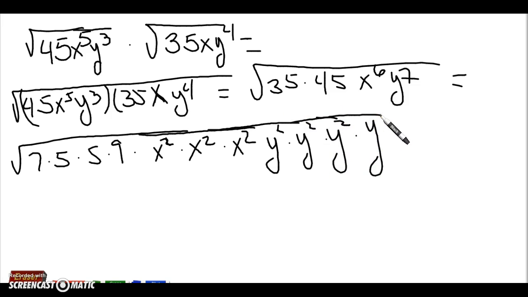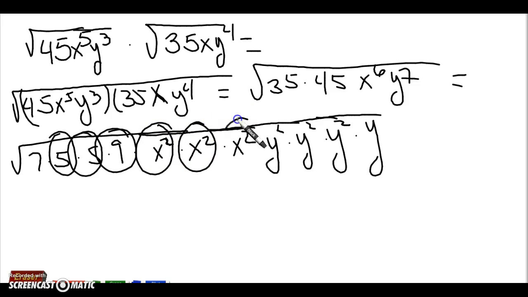And I broke it up into squares because I know that every time I have a square, when I take the square root, one of those comes out. And so here I have 2 5s, so of course one comes out. And everybody knows the square root of 9 is 3, so I know one of those will come out. And then I have the squares here. And everything that I didn't circle will stay under the radical.